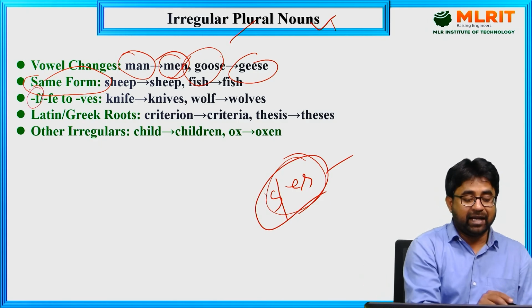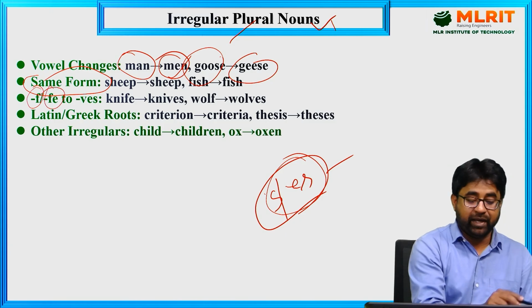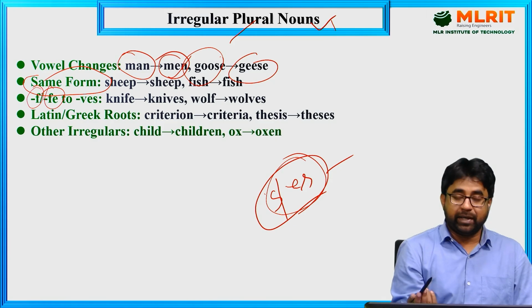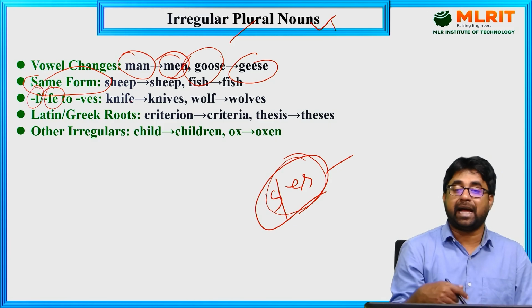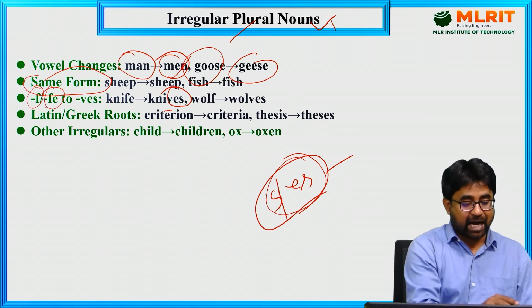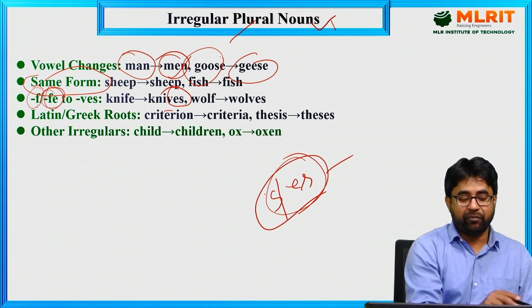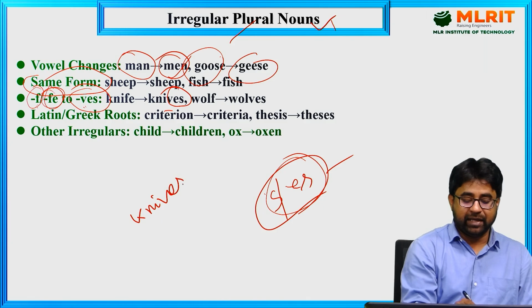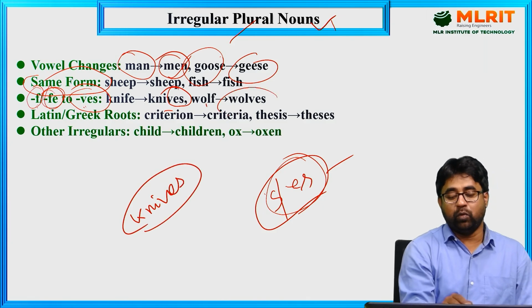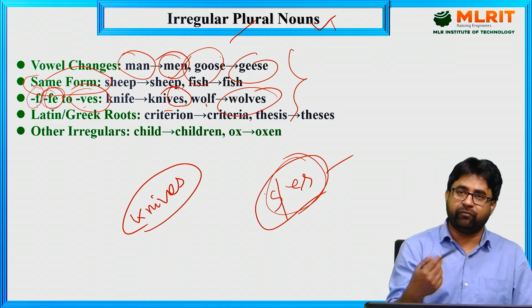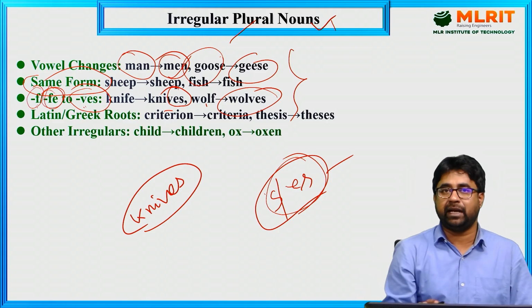For words that end in f or fe, normally we don't add s or es to make them plural. Knife doesn't become knifes. Rather, the spelling change will happen. You see, the last f or fe will get changed to ves. So that's why knife becomes knives. Wolf becomes wolves, right? Now, these are still fine. Maybe most of us have now become familiar with this kind of irregular noun.